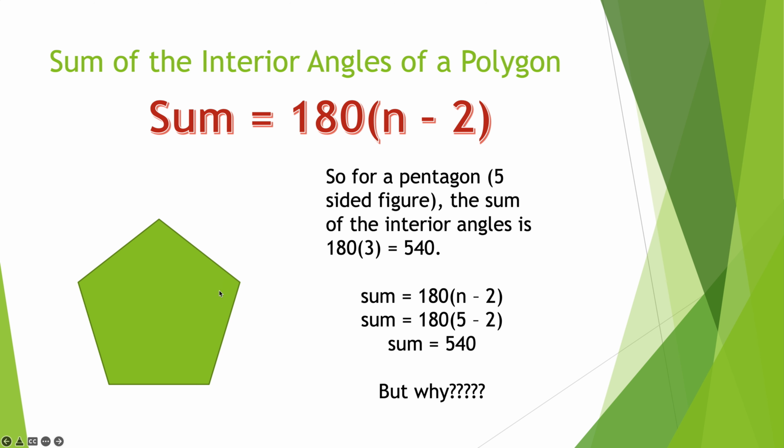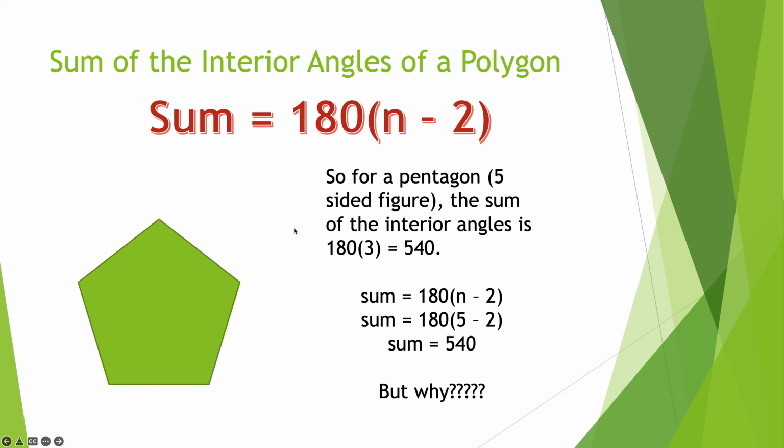Let's talk about a pentagon, which is this figure that we have right here, 5 sides. The sum of the interior angles is, according to the formula, 180 times, plugging in a 5 for n, 5 minus 2 is 3, 180 times 3 is 540. Sum is 180 times 5 minus 2, which is 3, and the sum is 540. But why? This formula seems like out of nowhere. Why this 180 times n minus 2?